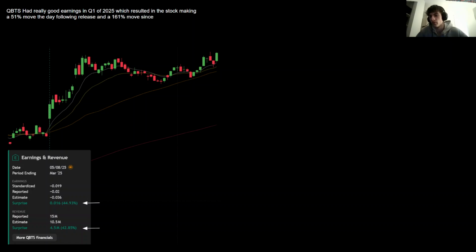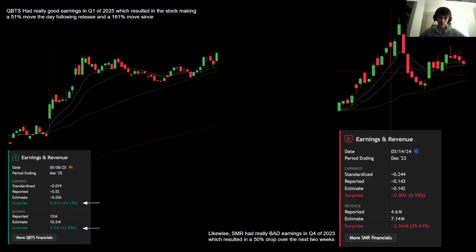Some examples of this would be QBTS had some really good earnings in Q1 of 2025, which resulted in the stock moving 51% on the day of earnings. And then to this day, it's trading at 161% above the day of earnings, which is really impressive. And then on the flip side of this, you have SMR, who at the end of 2023 had really bad earnings, and it resulted in a 50% drop in share price over the next 2 weeks, which is really bad.